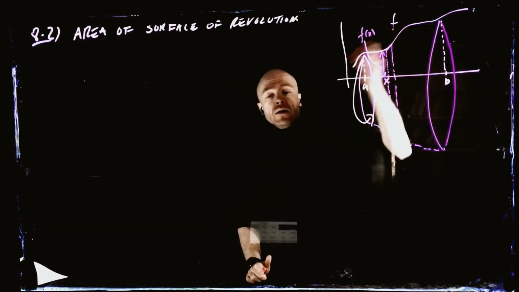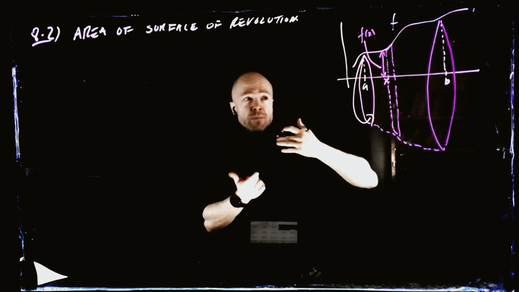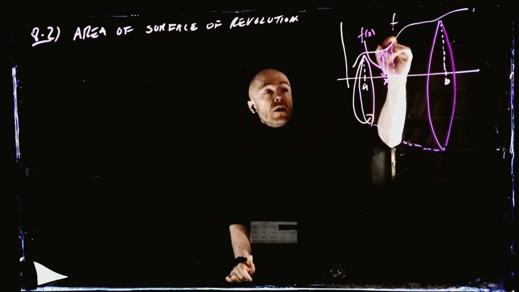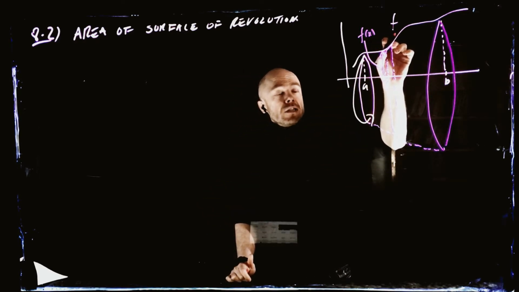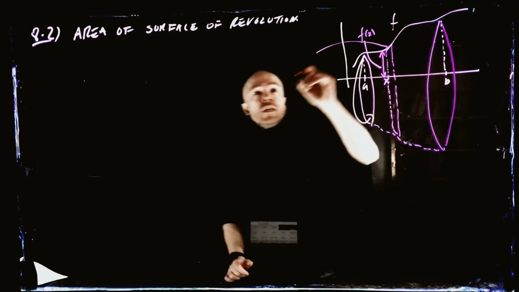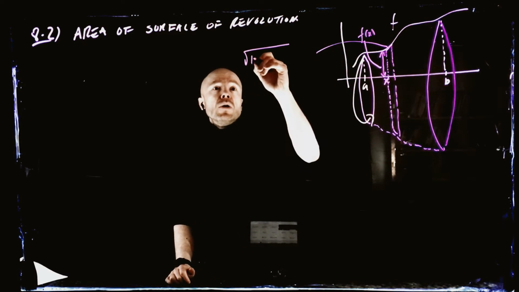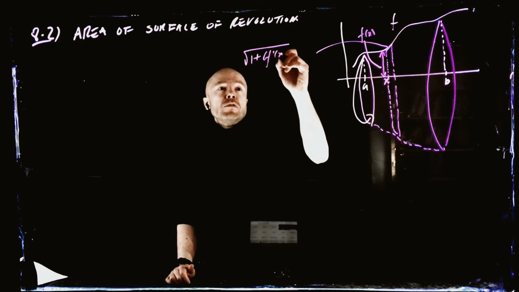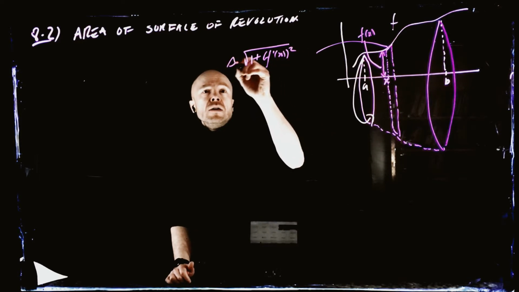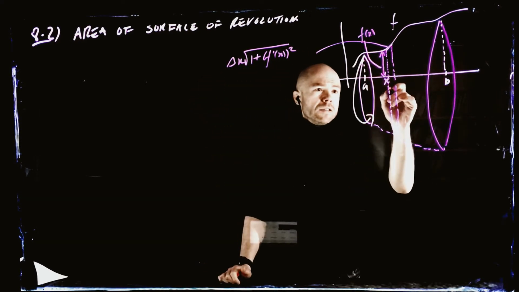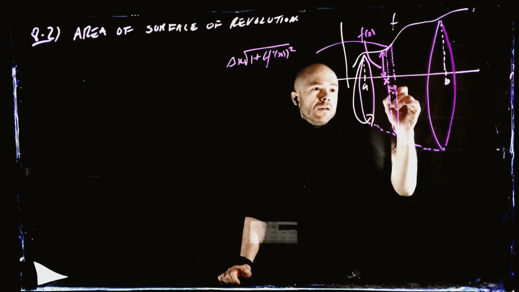And with a very similar reasoning, just exactly the same pictures actually, as when we get the arc length, we can find out what the thickness of this strip is. And it is basically given by the square root of 1 plus f prime of x squared times delta x, where delta is this thing over here.